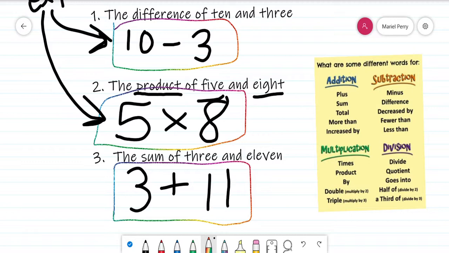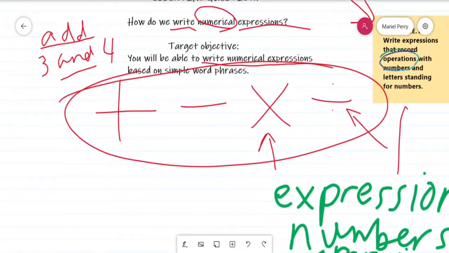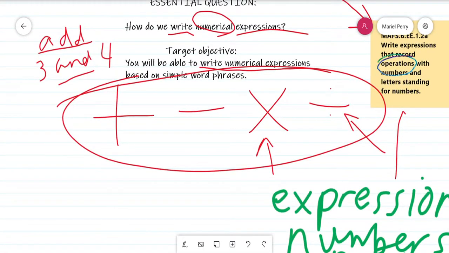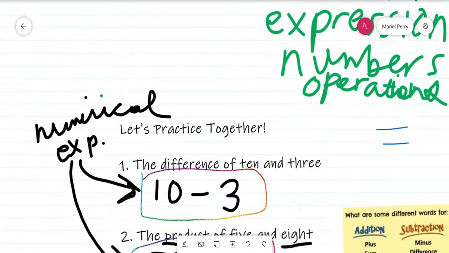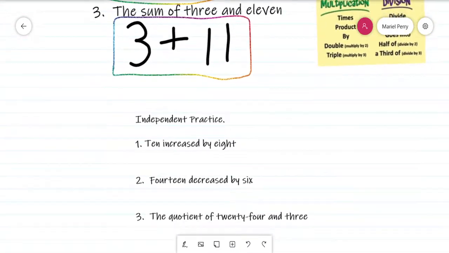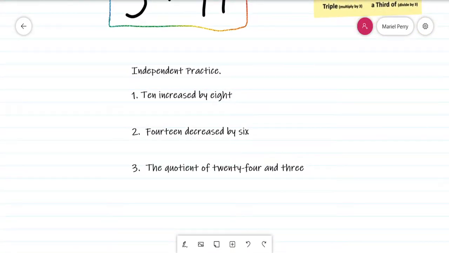Okay? So we've created 3 numerical expressions based on simple word phrases. Did we hit our target? Well, you need to let me know if we hit our target because it says you will be able to write numerical expressions based on simple word phrases. Is that something you could do? Well, I hope so. So what I'm going to do is give you a few moments.